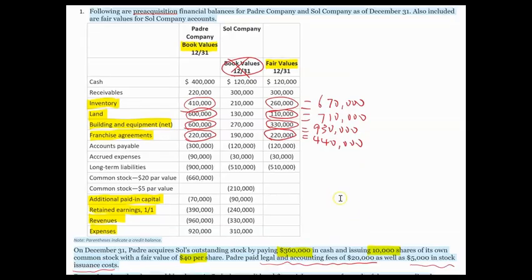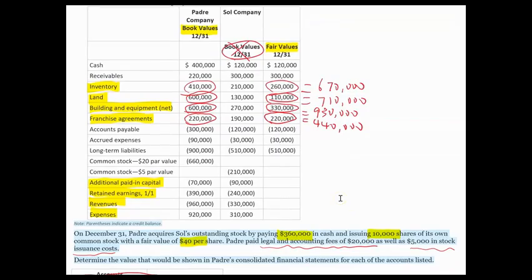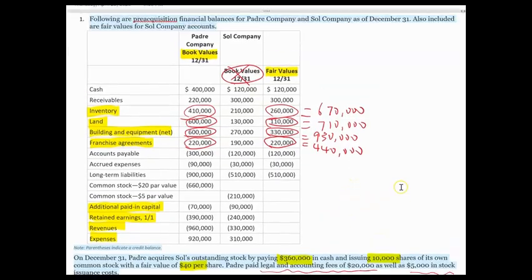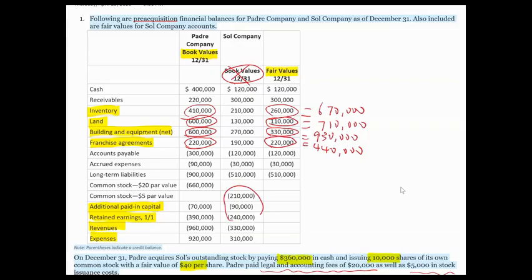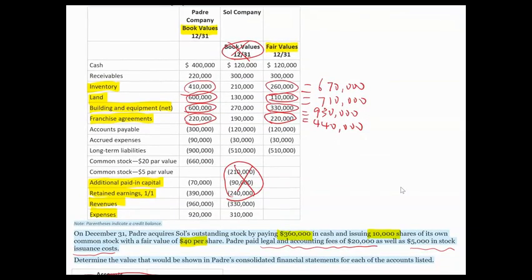Next one is going to be the additional paid-in capital. For those equity accounts, since the subsidiary company's owner already sold their company, the subsidiary company's shareholders no longer hold any interest in this consolidated company, which means that all the accounts down here are going to be ignored.